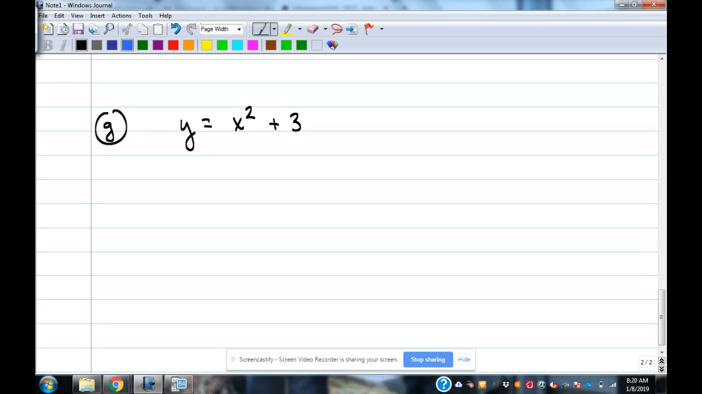What do we know about equations? What can we do with them? We can graph them, right? In Algebra 2, we worked a lot with polynomials and things like that. This is a polynomial. It's a quadratic polynomial.